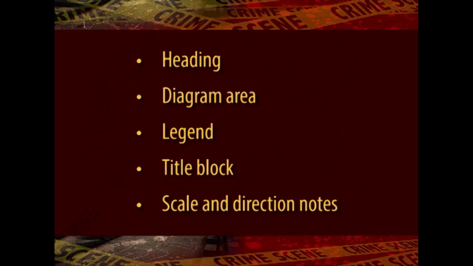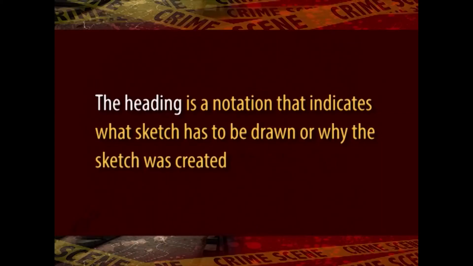For the sake of convenience, these elements can be divided into the following parts: heading, diagram area, legend, title block, scale and direction note. Dear student, now we shall discuss all the above points one by one. Heading. The heading is a notation that indicates what sketch has to be drawn or why the sketch was created.